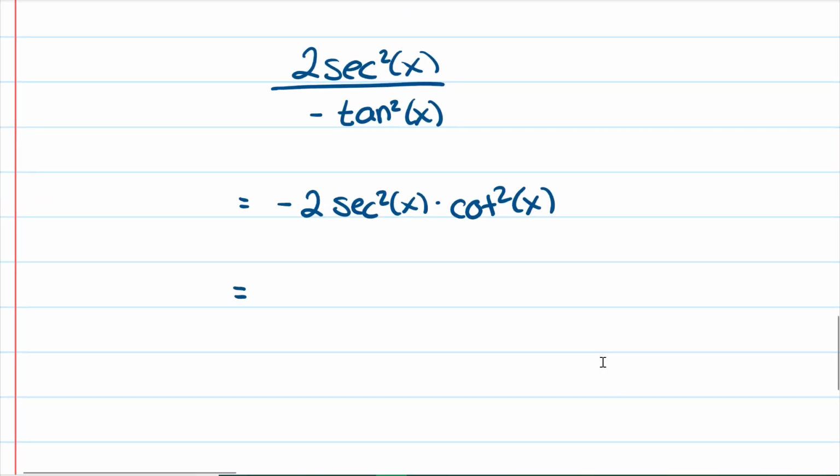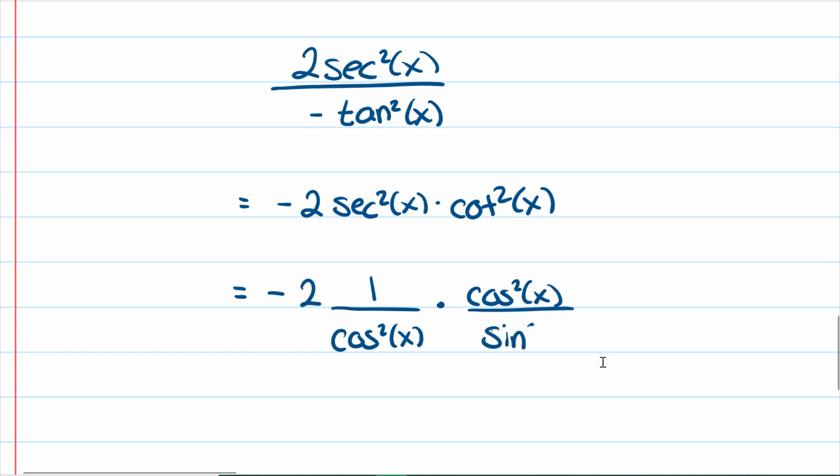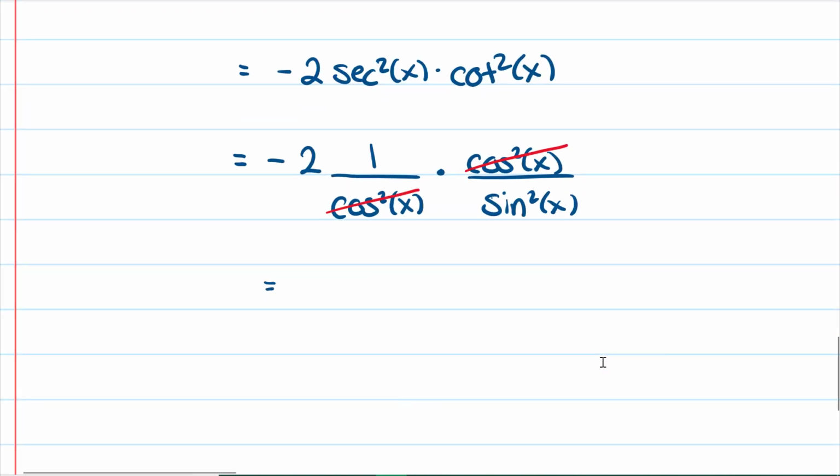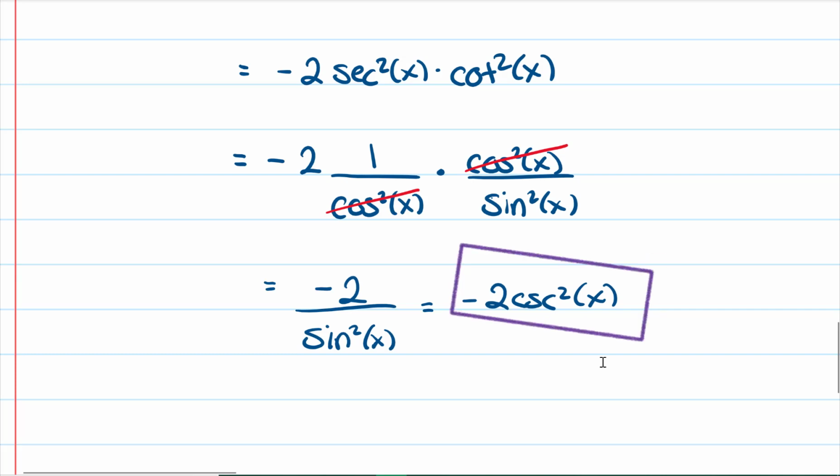It's still kind of messy. I'm going to see if I can clean it up even more. So secant squared is 1 over cosine squared, and cotangent squared is cosine squared over sine squared. So these cosines are going to reduce off, and I'm left with negative 2 over sine squared, which is negative 2 cosecant squared of x. Either that answer or this answer is perfectly fine.